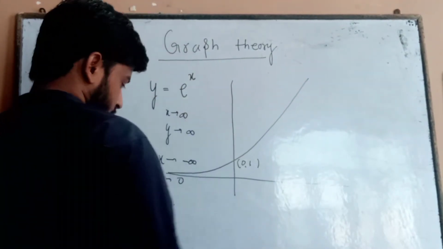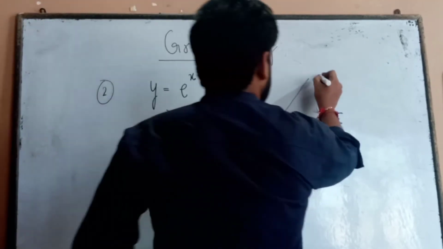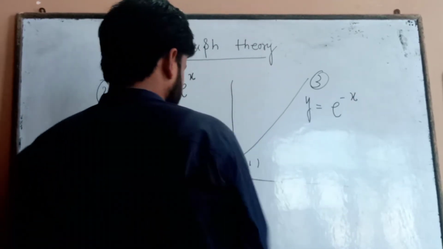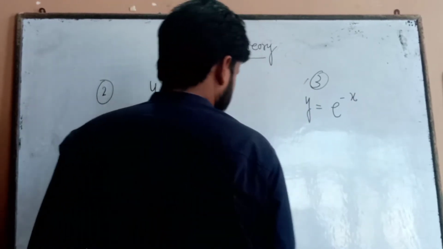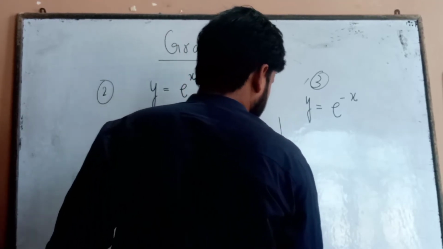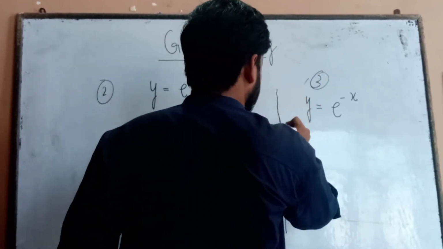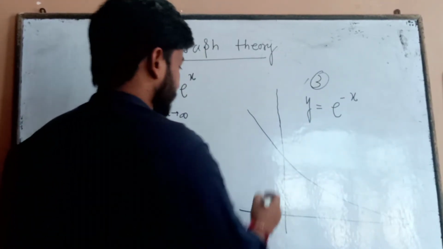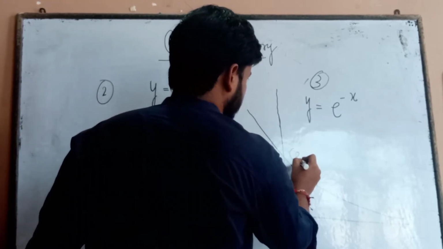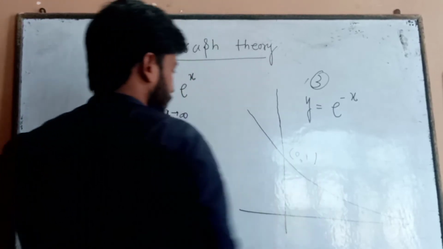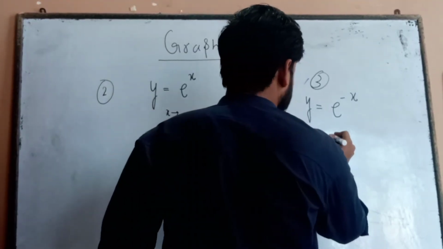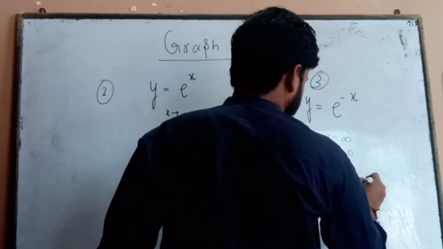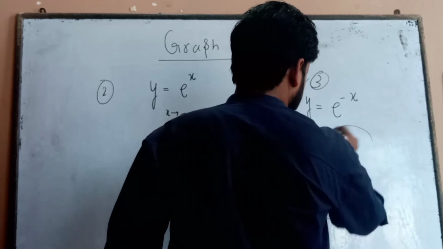Okay? Now we move further and we have to check here y is equal to e to the power minus x. The graph of e to the power minus x is the reversal of the graph of e to the power x. Here it is like this. When x tending to infinity, y tending to 0. When x tending to minus infinity, y tending to infinity. These two limits are also important.